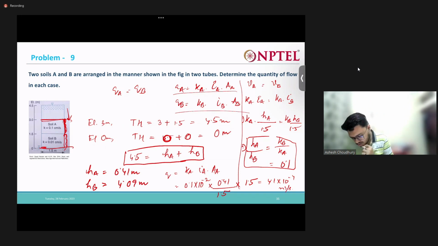Just a second, I will just check. I think this is vertical flow, right? So 3 divided 0.01 K i is 0.4 i. Yeah. So one more thing.